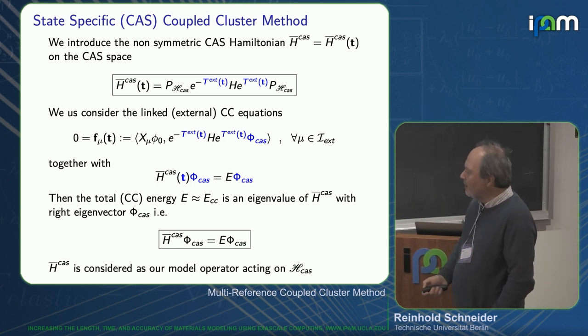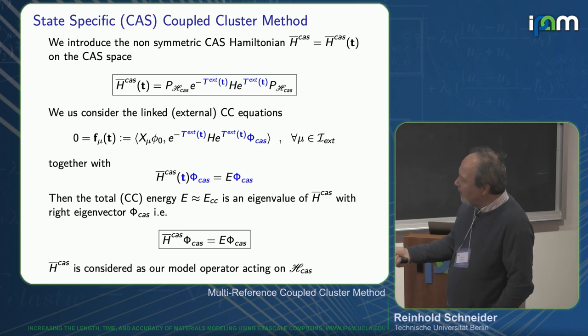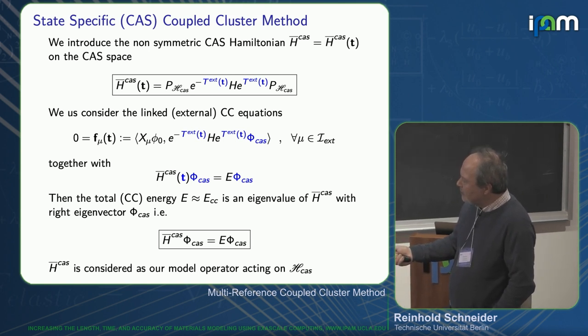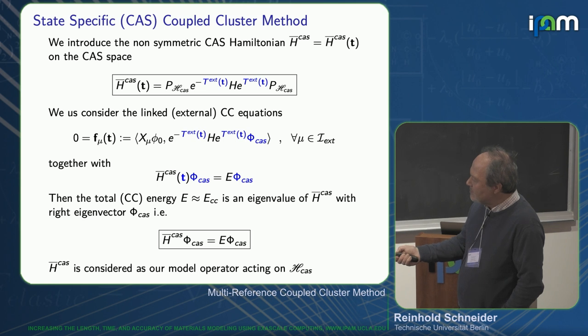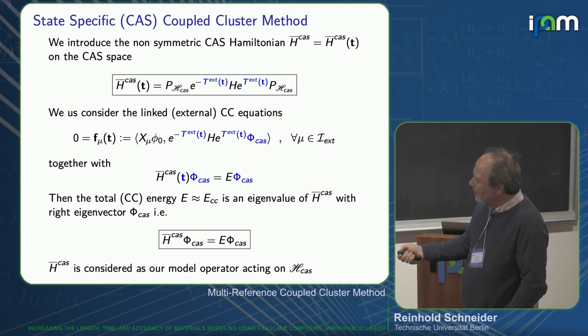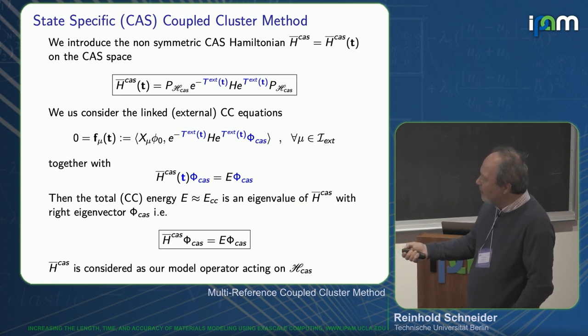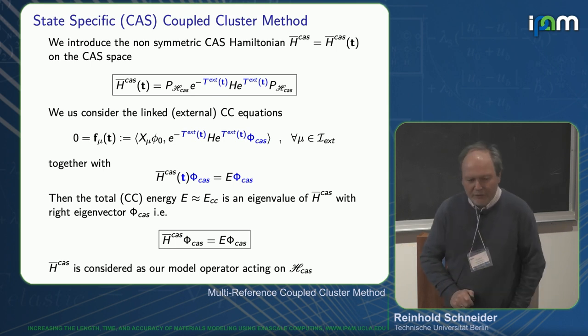How to do this practically? You start with t equals zero. That's just the projection of the Hamilton operator to the CAS space. You get a clue for an eigenvalue and an eigenfunction. You put it into the coupled cluster equation. You get the exterior coupled cluster amplitudes.